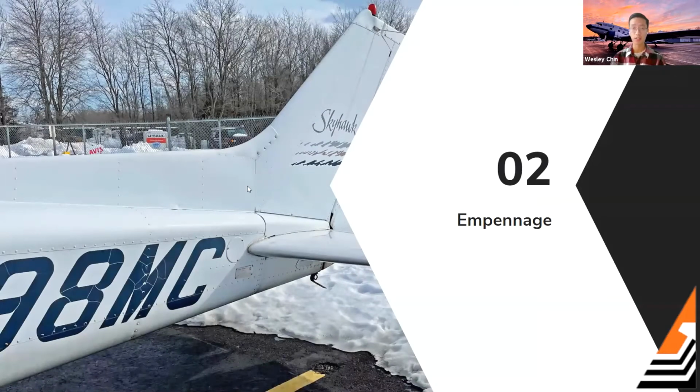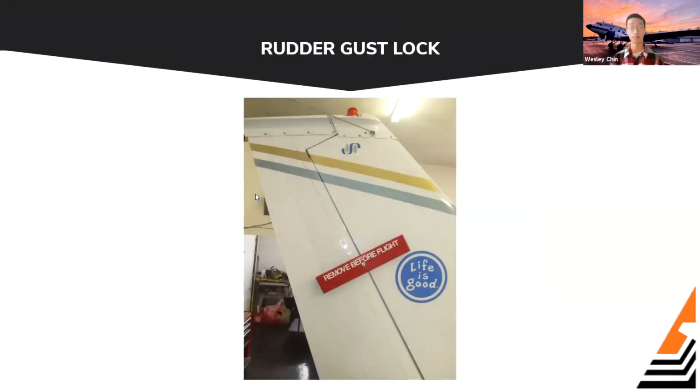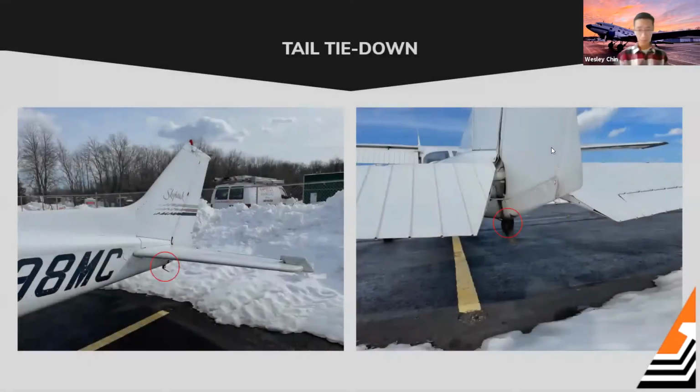So with section 2 here, the first thing on the checklist is going to be a rudder gust lock, right? None of the aircraft here at the flight school, at least the 172s, have any rudder gust locks installed. But if you do, or if you're flying a 172R and you see one of these, definitely want to make sure that it is removed and disconnected.